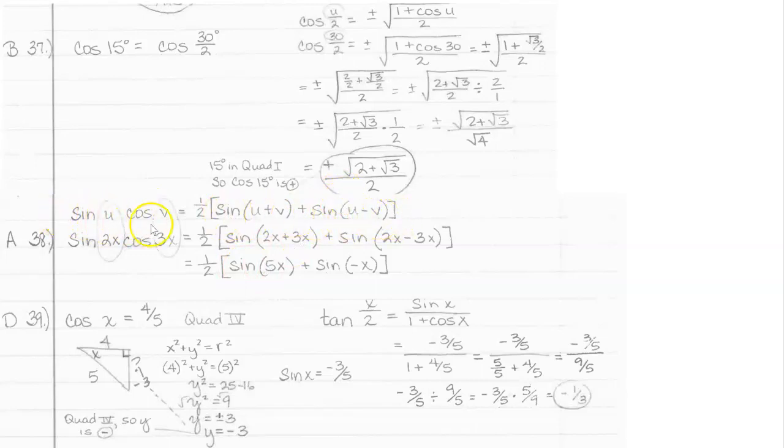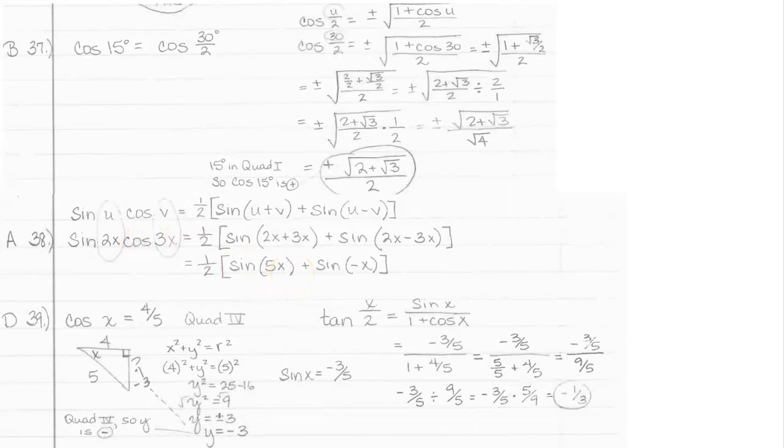So if we line this up over here, you can see we're putting 2x in for u and 3x in for v. So come over here to the formula, put 2x in for u, 3x in for v. So then that gives us 2x plus 3x is 5x and 2x minus 3x is negative x. And basically that is our product to sum formula.